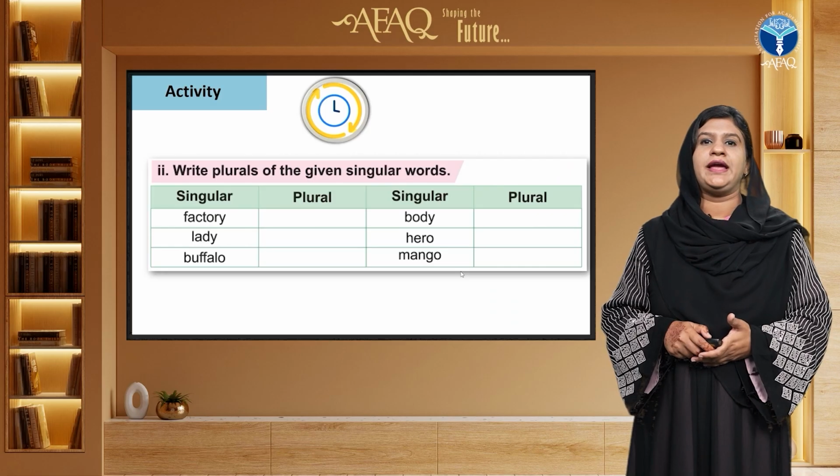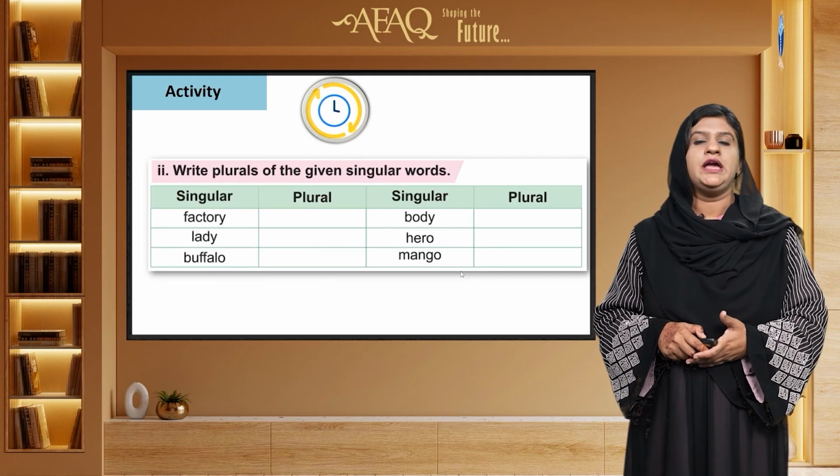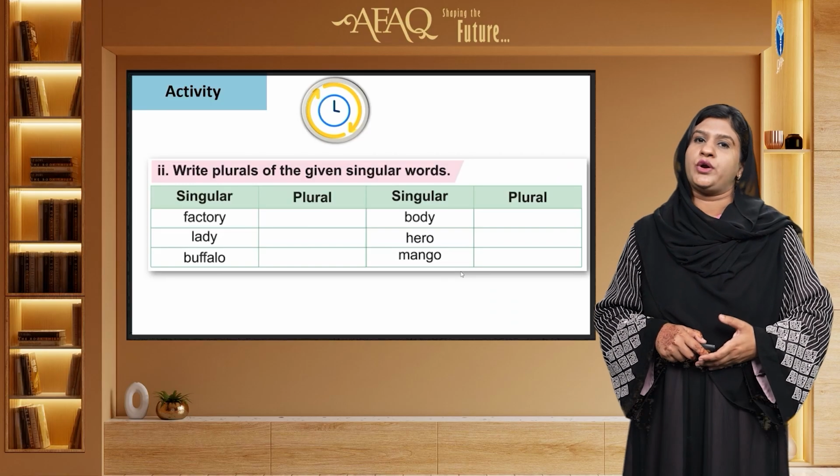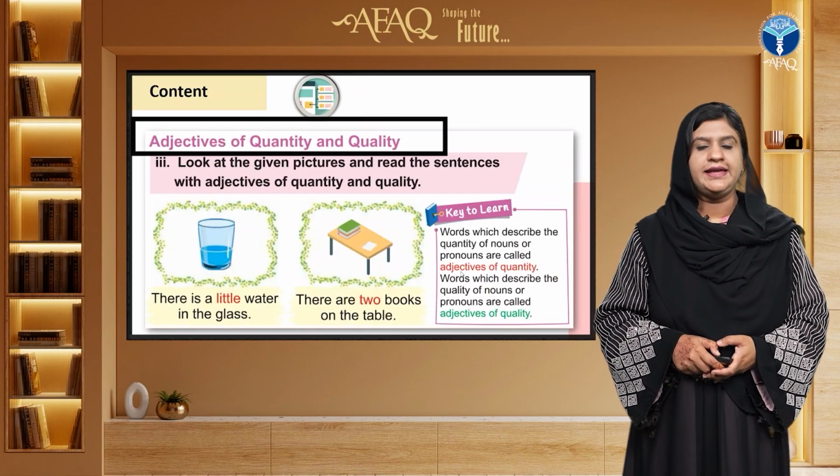Keep the rule in mind that the words ending in Y, we are going to add IES, and the words ending in O, you are going to add E. Let's see the next thing.